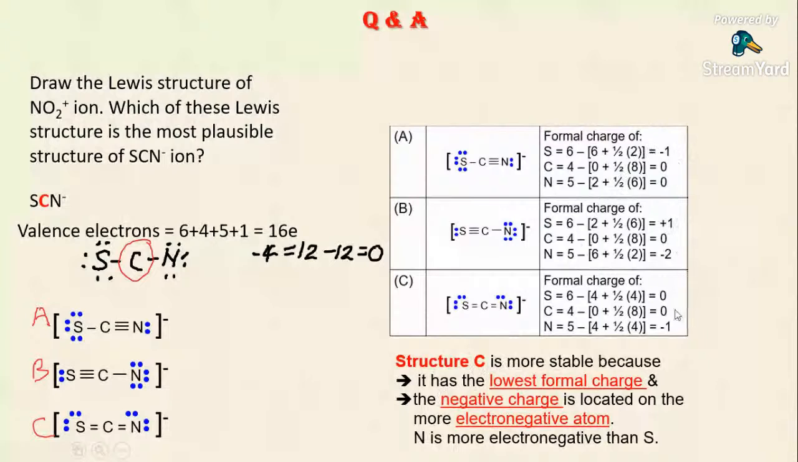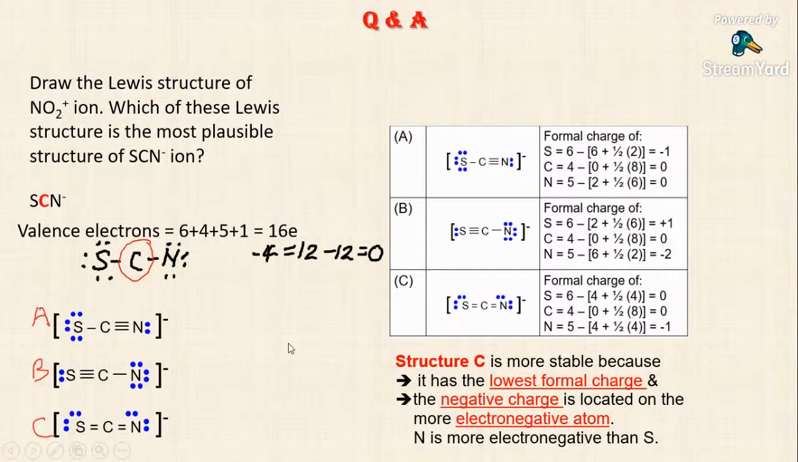Okay, you compare. Between them, B is out already because it has a higher formal charge, so you won't choose it. C has a lower formal charge compared with structure B. And then A and C both have the same formal charge, -1. Then why do I choose C, not A? You choose C because the negative charge is located on the more electronegative atom, since nitrogen is more electronegative than sulfur.